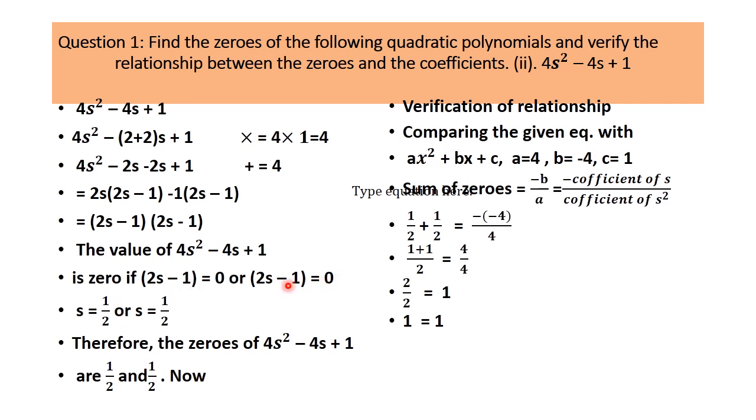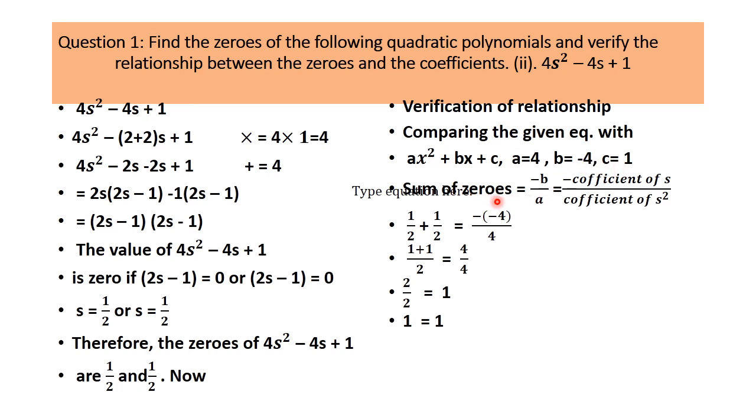Similarly, 2s minus 1, these are the two same values, two same zeros. Therefore the zeros of the quadratic polynomial are 1 upon 2 and 1 upon 2. Now the verification of the relationship. Now we will compare the given equation with the standard one. a is 4, b is minus 4, and c is plus 1.